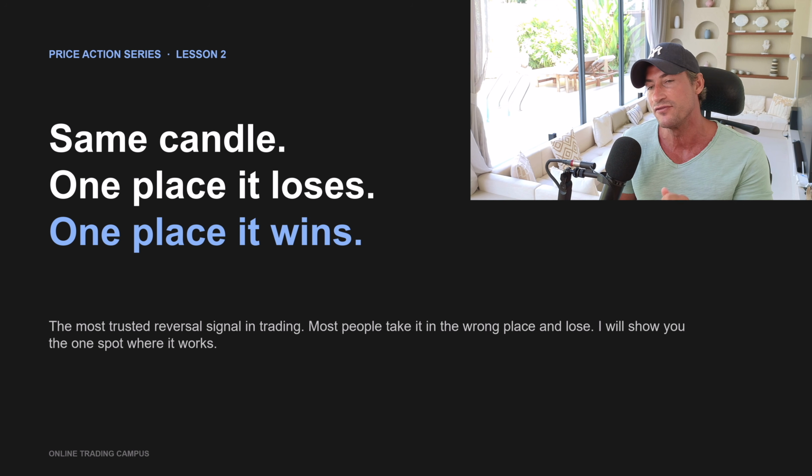But in one specific spot, it becomes one of the cleanest entries you can take, small fixed risk and big reward. So let me show you the exact same candle twice. In one place it loses and in the other one it wins. So let me take you to the chart first, then I will explain exactly how it works.